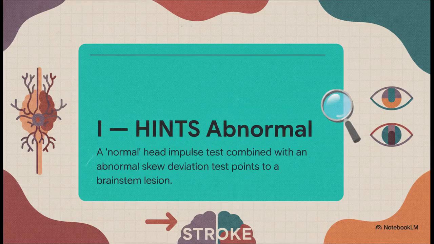The I is for an abnormal HINTS exam. And this one is so important because it's a bit counterintuitive. So if you get an abnormal test of skew, especially when the head impulse test comes back normal, that is not a good sign. It's not reassuring at all. In fact, that specific combo is a major red flag that strongly suggests a lesion in the brainstem.